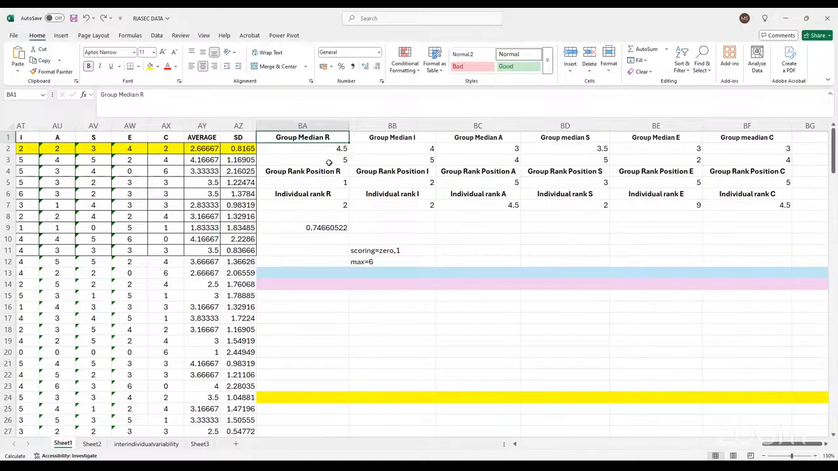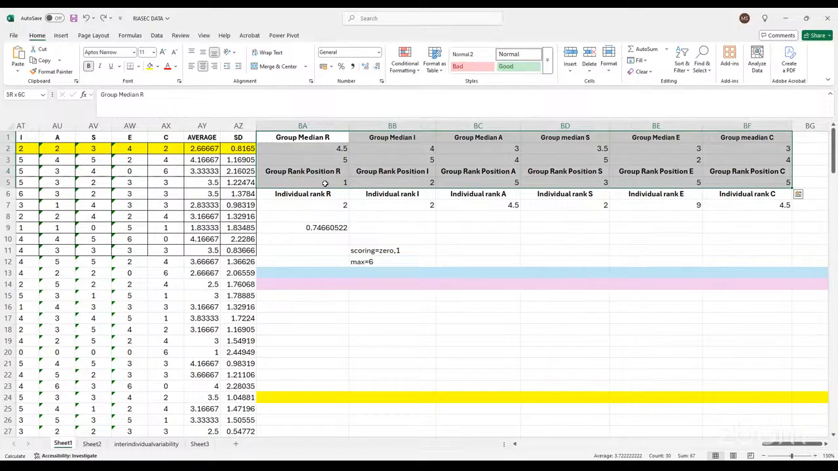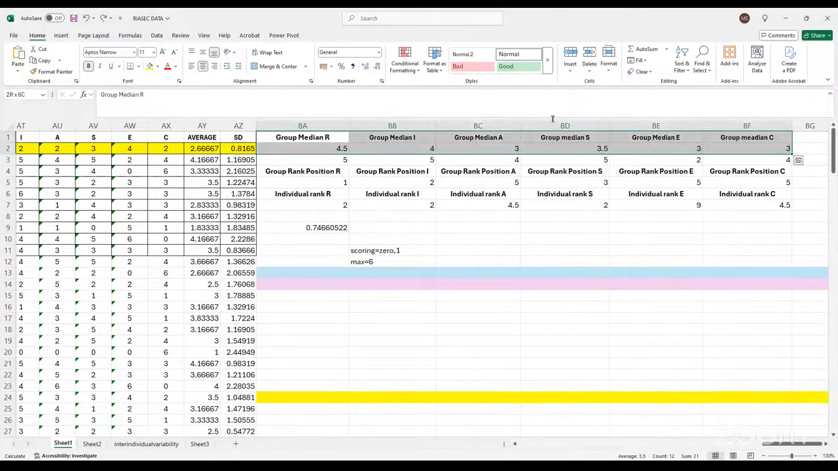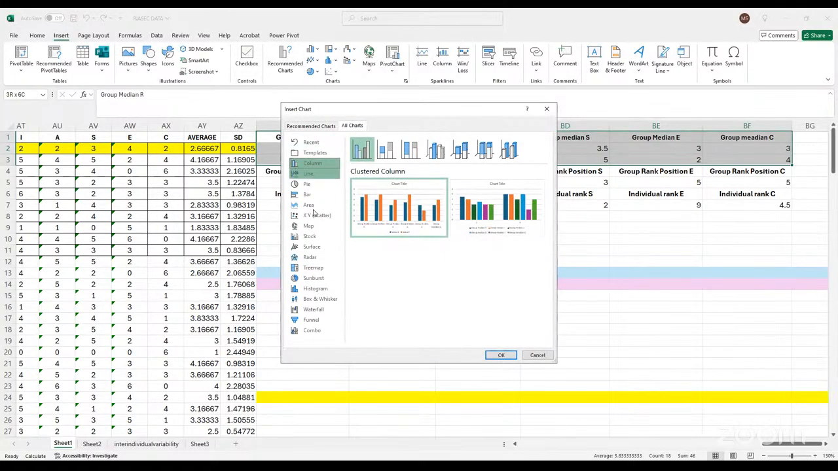First, you have to select the data. I am selecting the group median. You take from BA to BF, only this data. This is the BA data, this is the group median. Group data, and you have to take the individual data, the score and also the rank position. Then you click insert. After that, you click scatter.